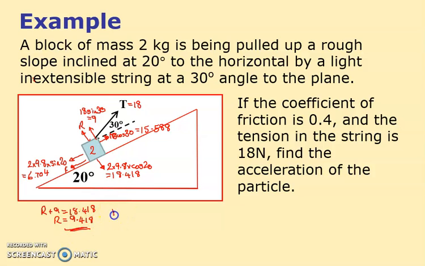Now I know R, I can work out F. F is always equal to mu R, unless it's not moving, then you've got to be a bit more careful. But this is on the point of moving, so that's okay. And what have I got? Mu is 0.4.